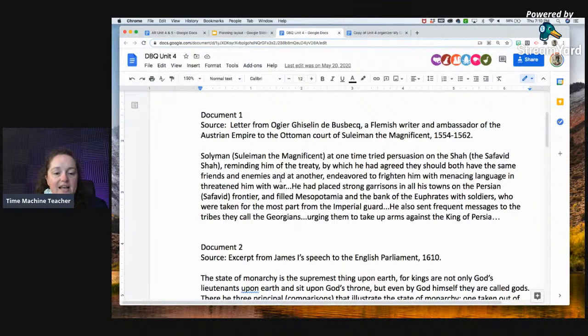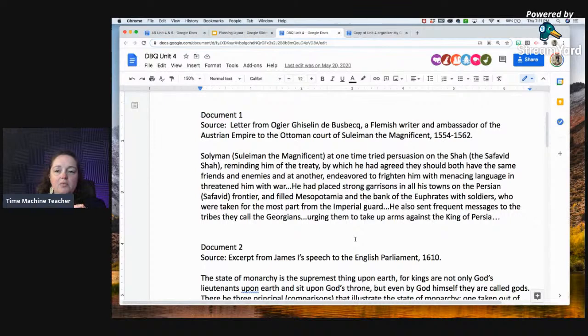Okay. So he says, Suleiman the Magnificent at one time tried persuasion on the Shah, the Safavid Shah, reminding him of the treaty by which he had agreed they should both have the same friends and enemies, endeavored to frighten him with menacing language in threatening him with war. He had placed strong garrisons in all his towns on the Persian Safavid frontier and filled Mesopotamia and the banks of the Euphrates with soldiers who were taken for the most part from the Imperial Guard. He also sent frequent messages to the tribes they called the Georgians, urging them to take up arms against the king of Persia. Now, what can you tell me about the main idea of this document?